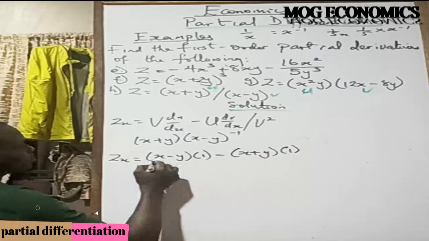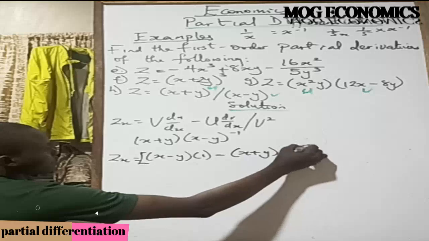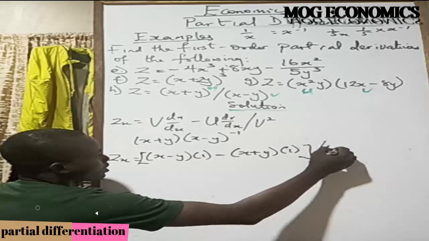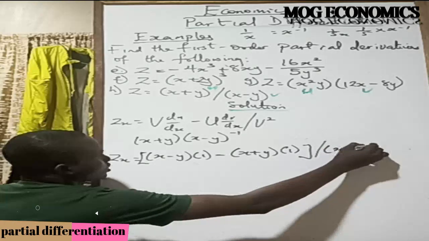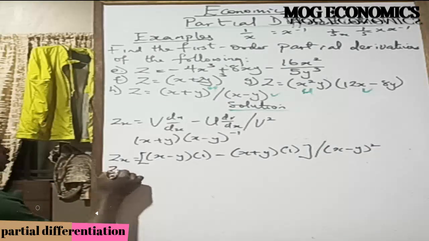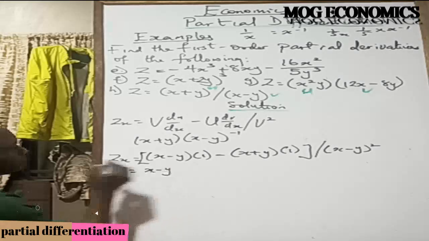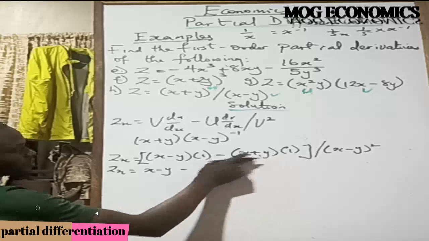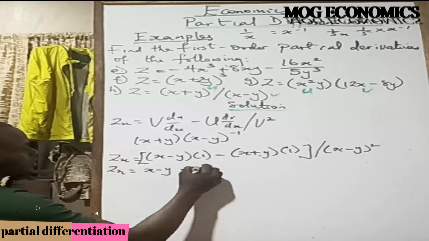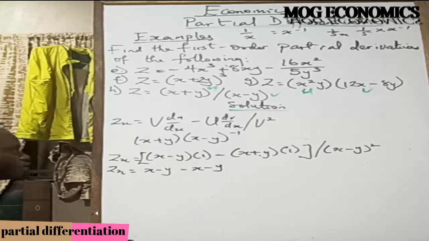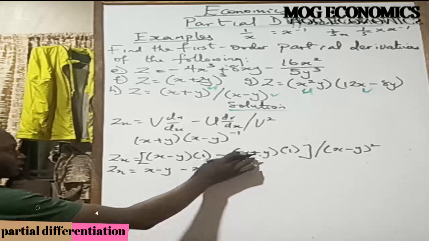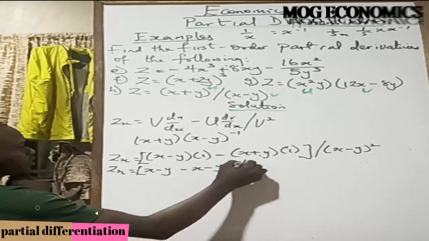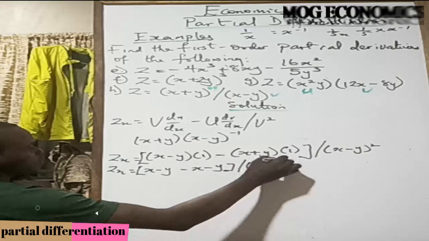And everything divided by v squared, and v squared is x minus y squared. So zx equals x minus y, then minus, this minus is going to multiply everything that is here: minus x minus y. So you have to be careful, not minus x plus y, because you have minus x, then minus y. Now everything here divided by x minus y squared.